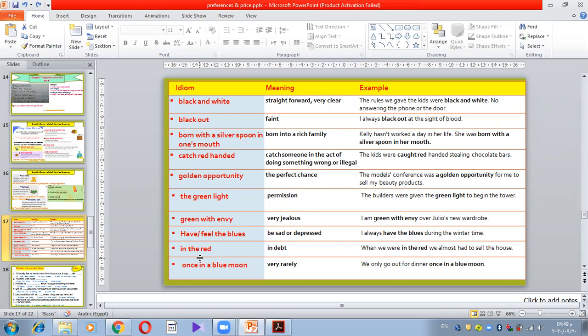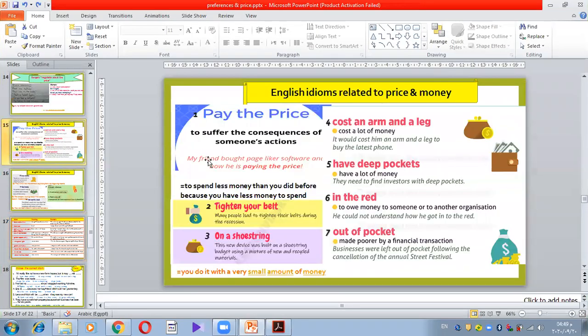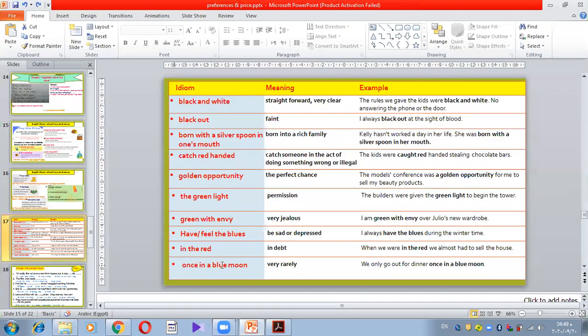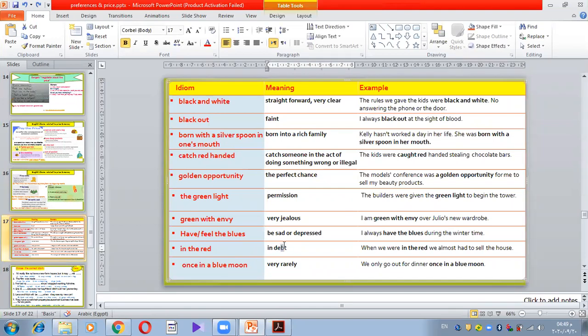In the red, we said this before, it means what? It means you owe money to a person or you are in debt. So again, in the red means to owe money to someone or another organization, or to be in debt. And the B here is silent, don't forget, in debt. When we were in the red, we almost had to sell the house. Once in a blue moon means very rare or very rarely. We only go out for dinner once in a blue moon.